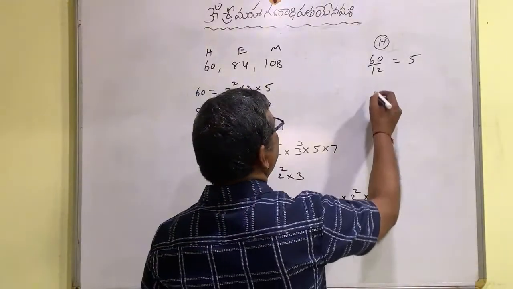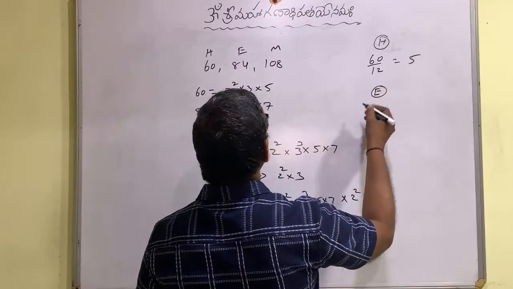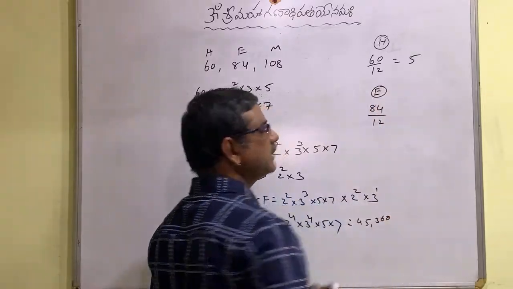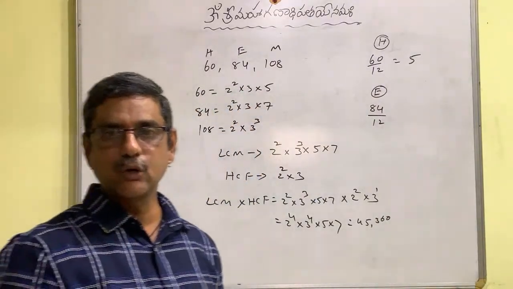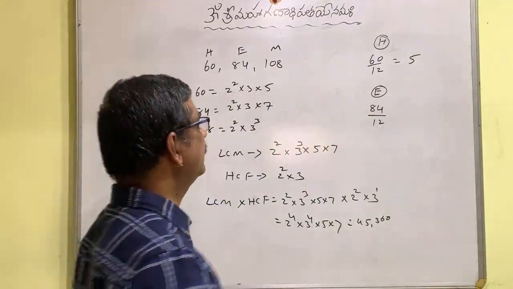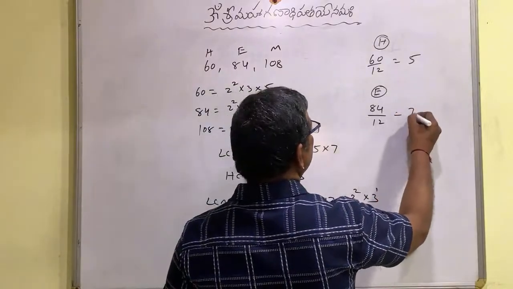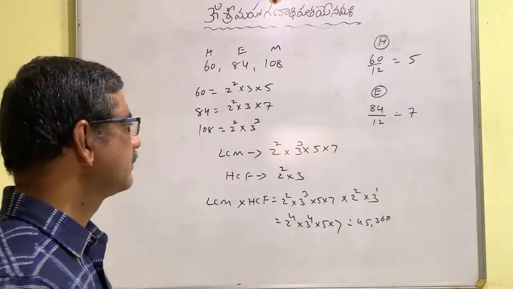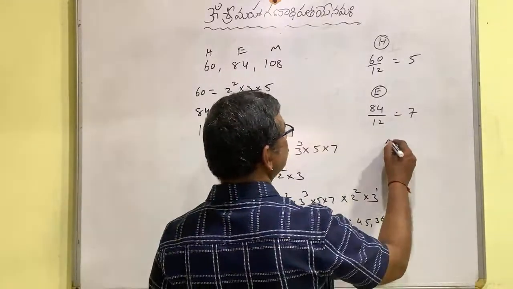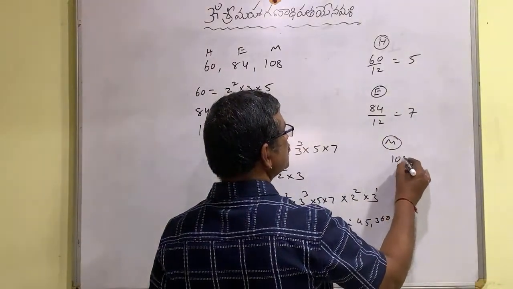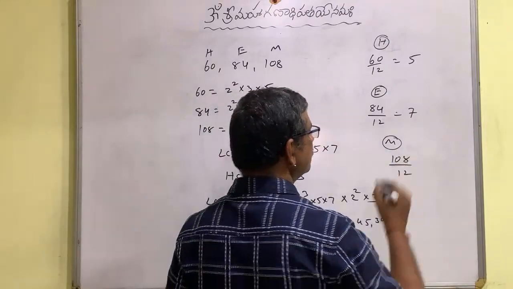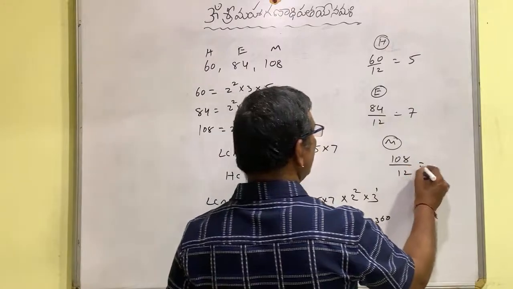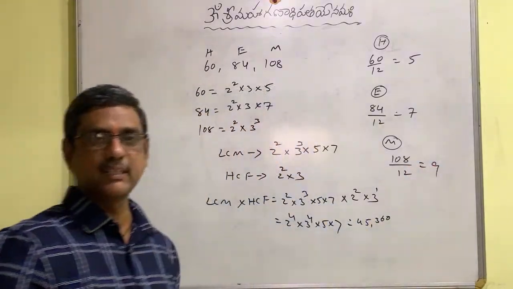Next, English. Total number of students 84, and in each room there are 12. Then we require 7 rooms for English. Then mathematics. Total students 108. In each room 12. So we want 9 rooms for mathematics.